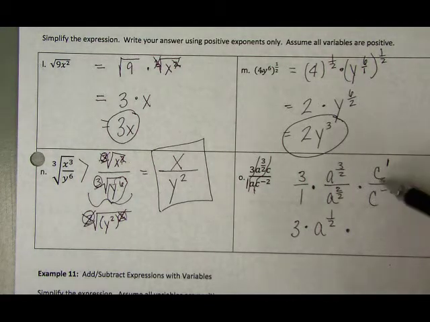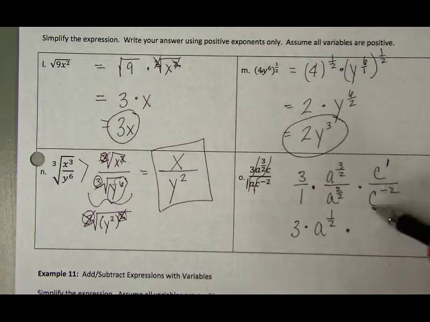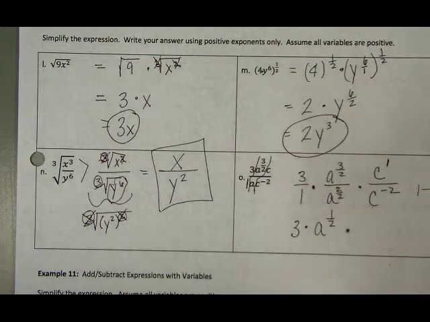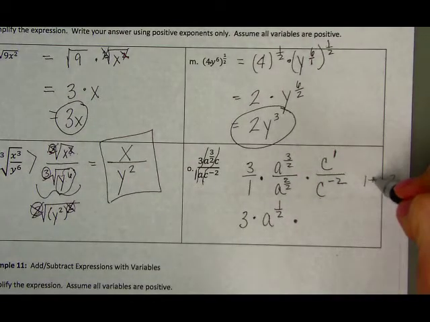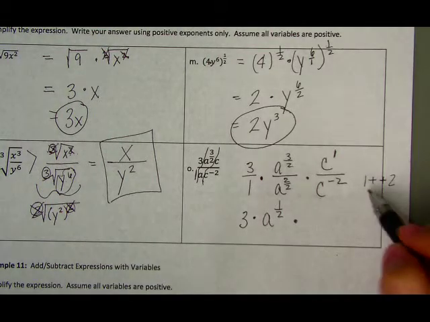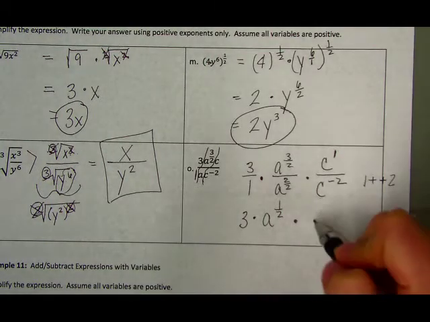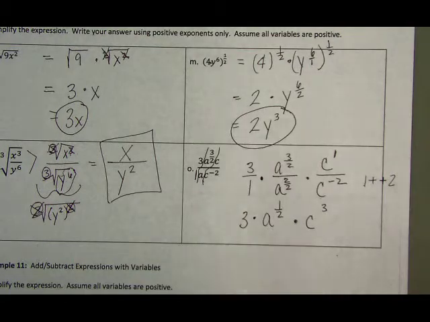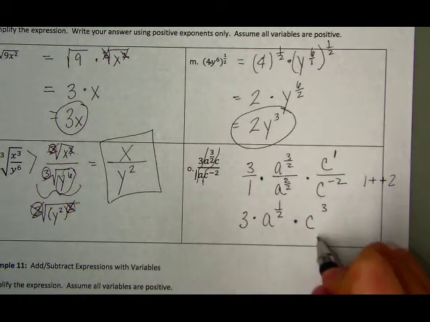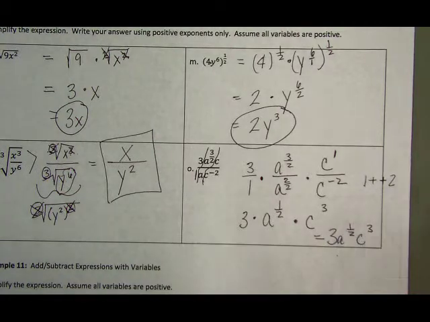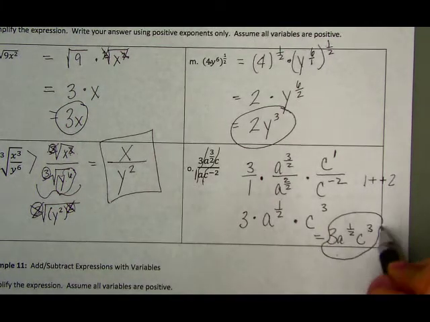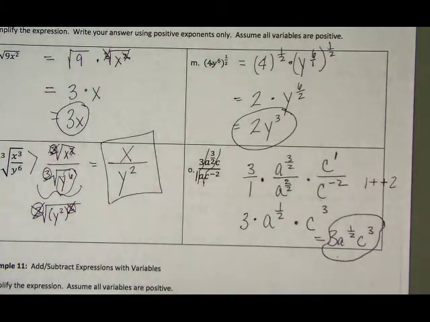So again, same base of my exponents, which is c. 1 minus a negative 2 means I'm going to be flipping those negatives to positives, so it's the same thing as 1 plus 2, so I get c to the 3rd power. If I put all of them together, my answer should be 3a to the 1/2, c to the 3rd, and that can be my final answer because I have no negative exponents.